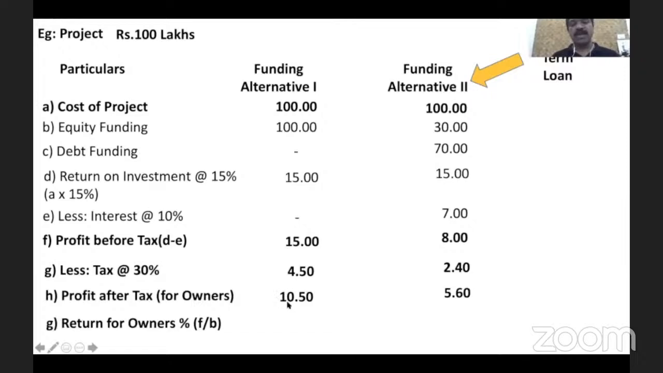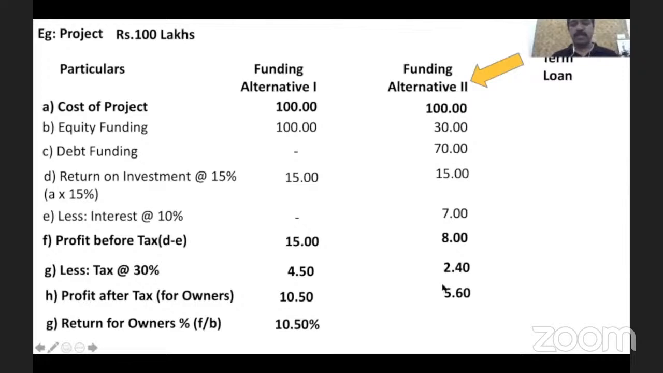How much are owners getting now? They are getting 10.5 lakhs. Okay, but how much have they invested? They have invested 100 lakhs. So 10.5 lakhs as return for 100 lakhs, it means owners are getting 10.5%. They have invested 100 lakhs in this business and they're getting 10.5%. Pretty good.